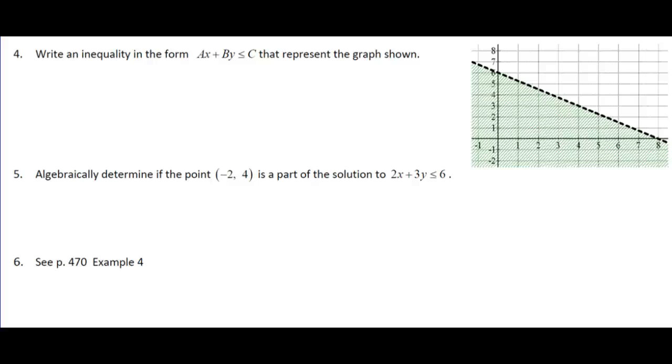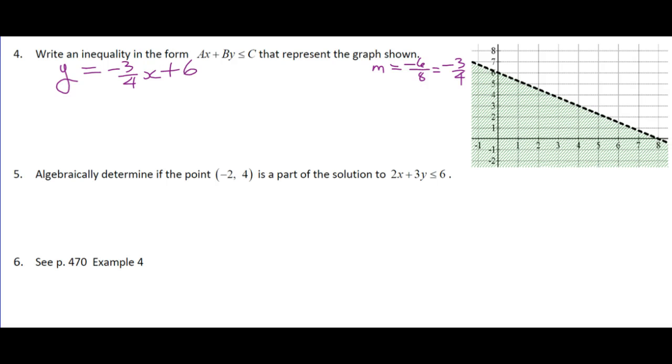What's the slope of this line? 1, 2, 3, 4, 5, 6. 1, 2, 3, 4, 5, 6, 7, 8. So which way did it go? Down 6, right 8. Okay, so what's the equation of this line in slope y-intercept form? So let's write it as y equals. Y equals what? Negative 3/4 x plus 6.